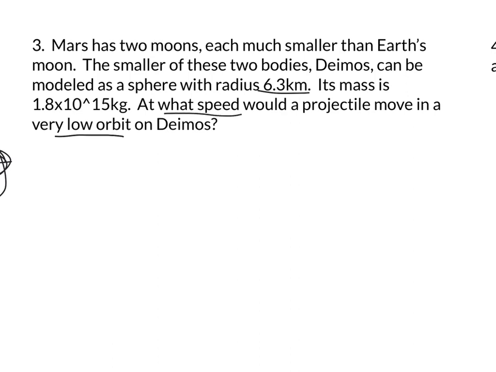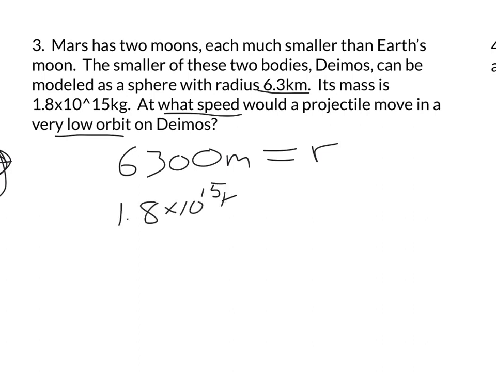So give me some givens. I've got the radius, 6.3 kilometers. I'm going to change that right now to meters, so I don't have to deal with that later. That's my R. Mass of Deimos is 1.8 times 10 to the 15th kilograms. That's in the correct units, and I'm just going to call it mass of Deimos. I don't have the mass of the satellite, but that probably isn't going to matter, I assume. So let's see what we can do here.